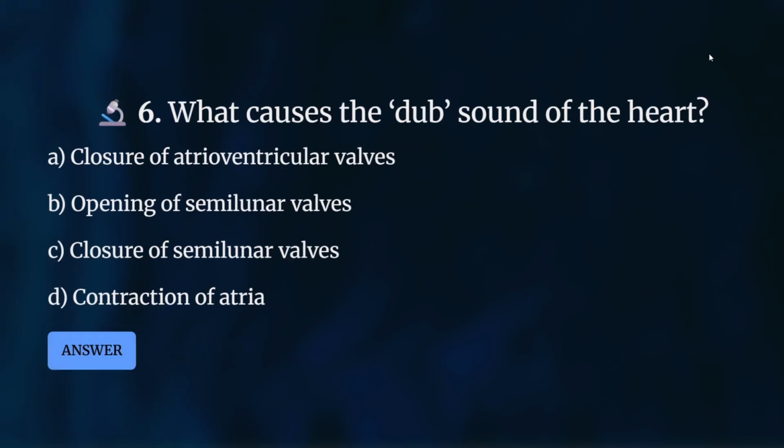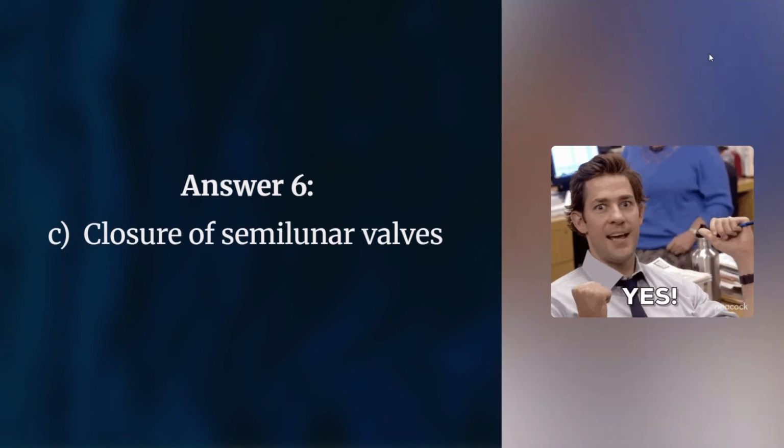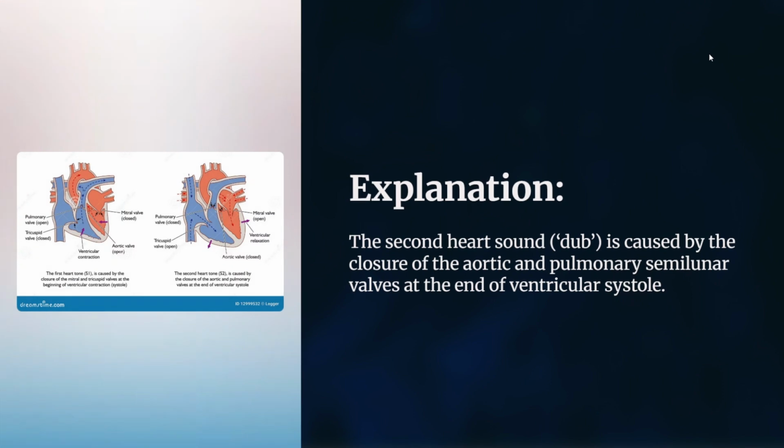Question number 6. What causes the dub sound of the heart? Options are A. Closure of atrioventricular valves, B. Opening of semilunar valves, C. Closure of semilunar valves, or D. Contraction of atria? So the dub sound of the heart is created due to closure of semilunar valves. The second heart sound, that is dub, is caused by the closure of the aortic and pulmonary semilunar valves at the end of ventricular systole.